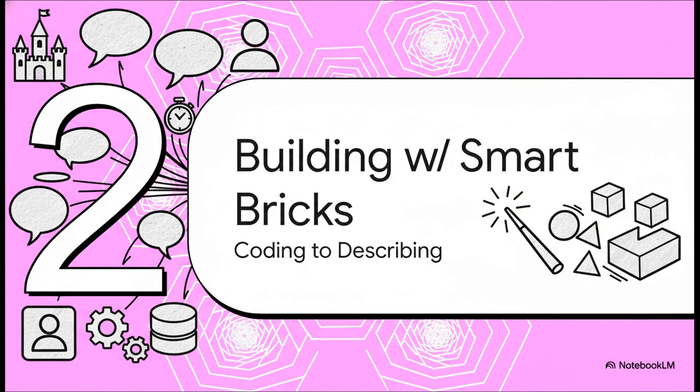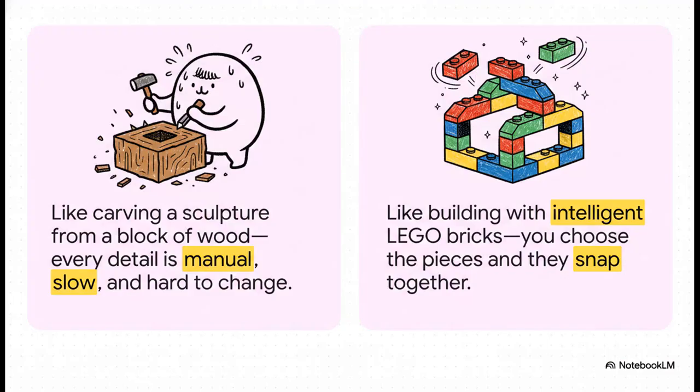So, the Fractal Platform comes along and proposes a pretty radical shift to solve this. What if, instead of coding every single tiny detail by hand, you could just describe what you want your app to do? This analogy just hits the nail on the head. The old way, it's like you're a sculptor with a block of wood. Yeah, you have total control, but it's incredibly slow. Every detail is manual, and making changes is a huge pain.